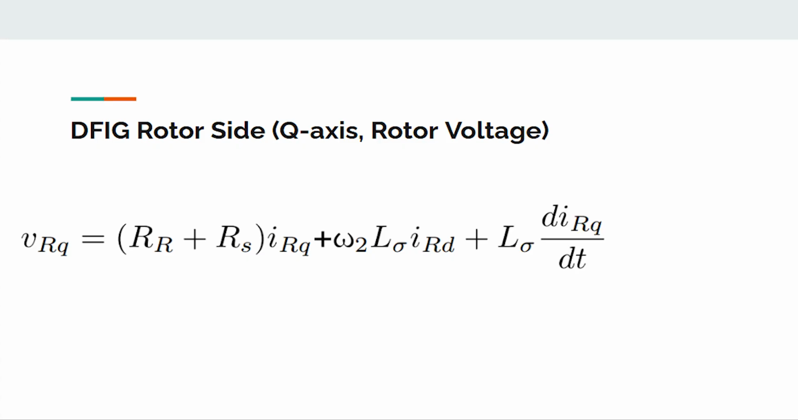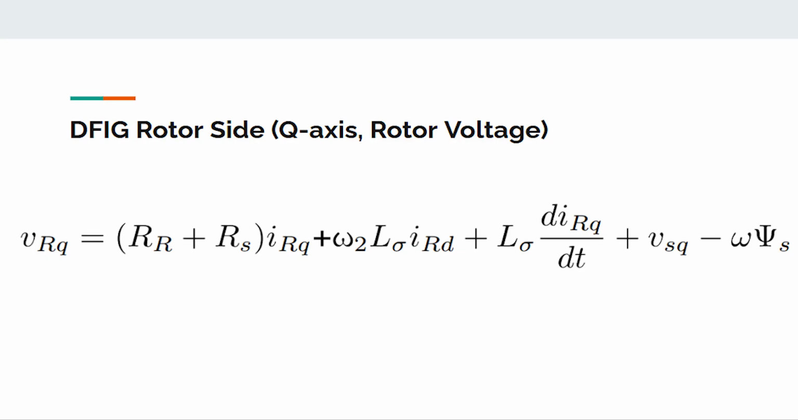The next term, L sigma dI_RQ/dt, is a voltage component that shows how the leakage inductance L sigma resists the change of current at the rotor over time. The last two terms have to do with the voltage seen at the stator in the Q axis, being V_SQ, and the back EMF component of the stator, being negative omega times the flux component of the stator, which is psi.